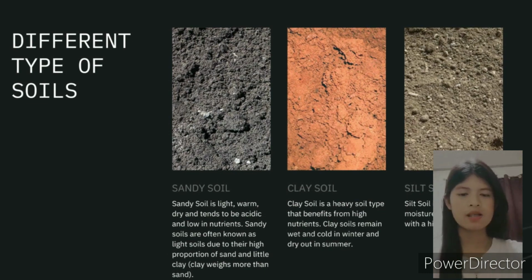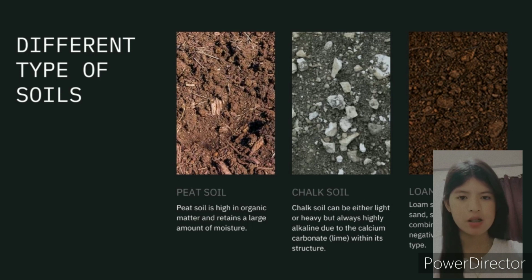The next one is peat soil. Peat soil is high in organic matter and retains a large amount of moisture. This type of soil is very rarely found in a garden and often imported into a garden to provide an optimal soil base for planting.